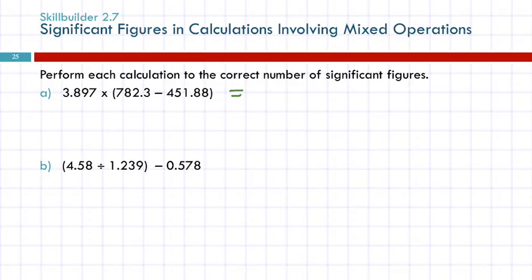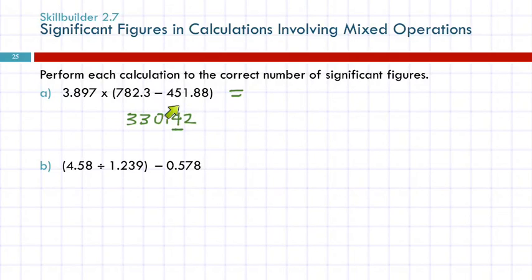Parentheses first. So 782.3 minus 451.88 equals 330.42. I'm going to mark on that number the last significant figure, the uncertain one. I'm not going to round it off, though. How many? Well, I've got subtracting there. Am I counting sig figs or decimal places? Decimal places. So this has 1 decimal place. This has 2. So this result would have 1 decimal place. That's the 4. If I was done, I'd round it off, but I'm not done yet.